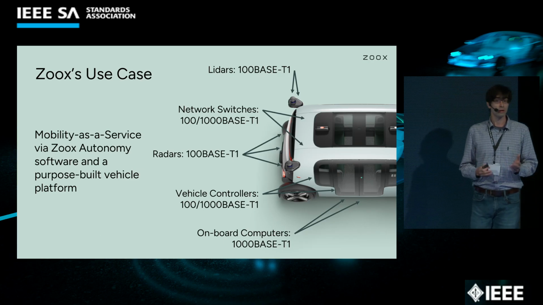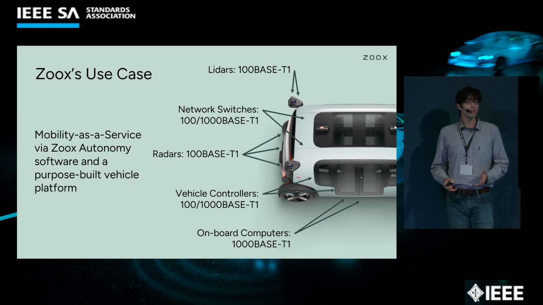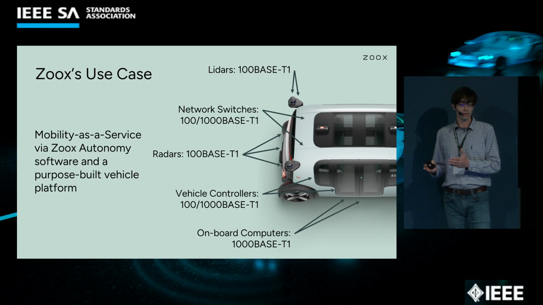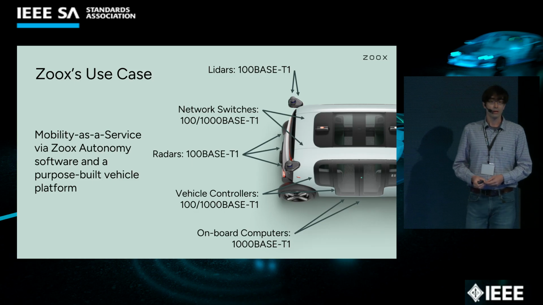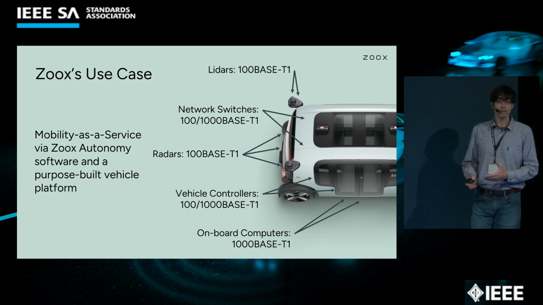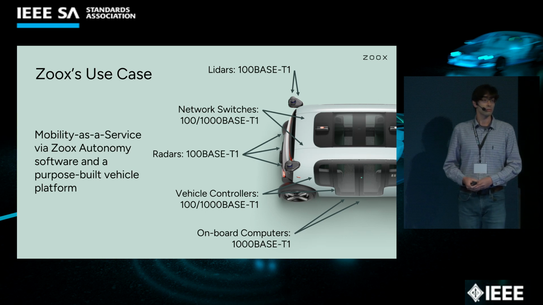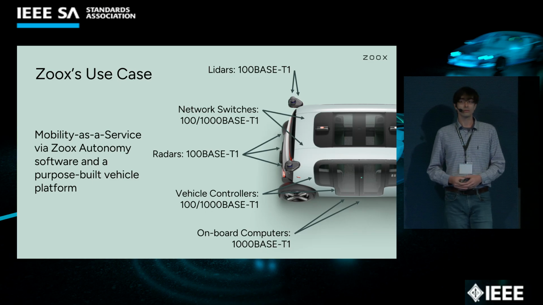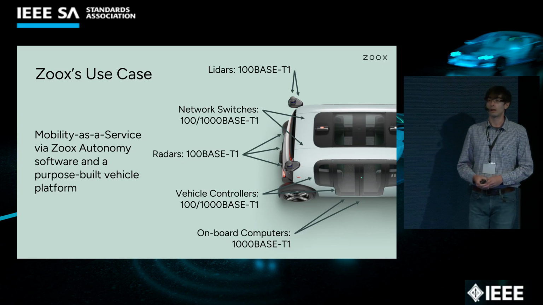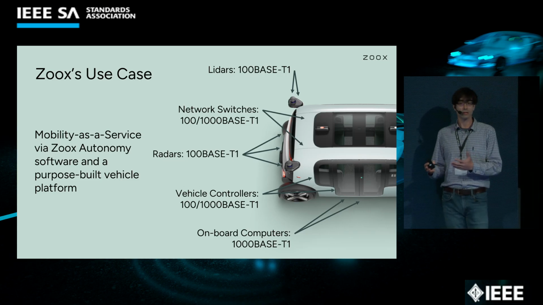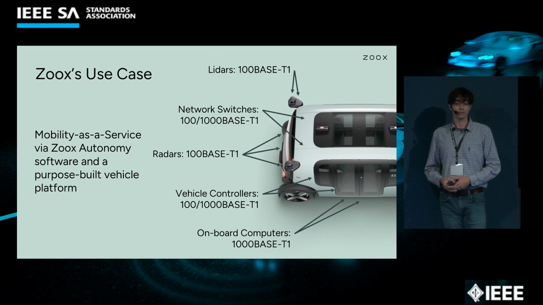Before we get there, what is Zūks? We're building mobility as a service via the Zūks autonomy software running on top of a purpose-built vehicle platform. A lot of the components in a Zūks vehicle are likely very familiar to folks in the audience. So we have sensors such as LiDARs and radars, and those are connected with 100BASE-T1. We have a variety of network switches and vehicle controllers on either 100 or 1000BASE-T1. And the Zūks autonomy software is running on a high-performance computer that is connected amongst those with 1000BASE-T1.